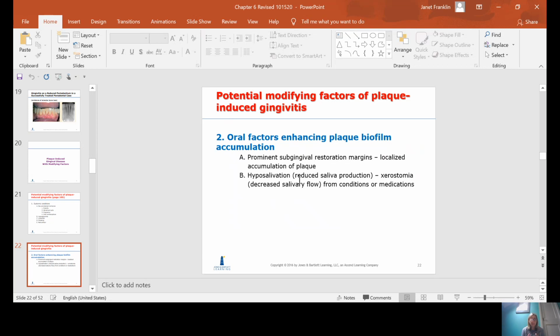Saliva plays a protective role in your mouth. It protects your teeth and your tissues. So a reduced amount of saliva allows plaque bacteria to breed faster.